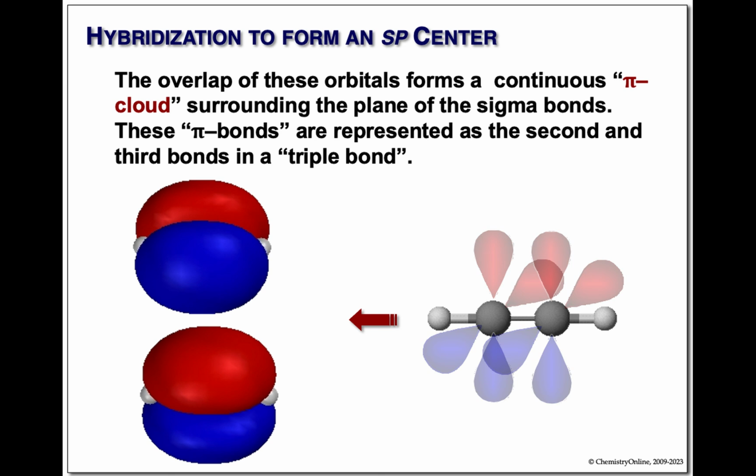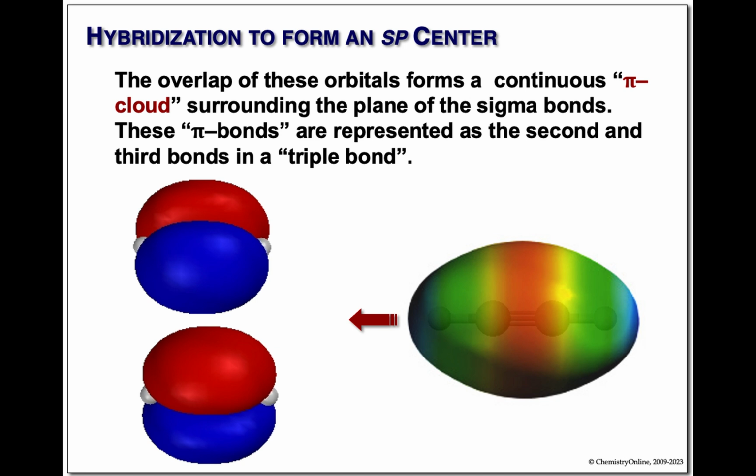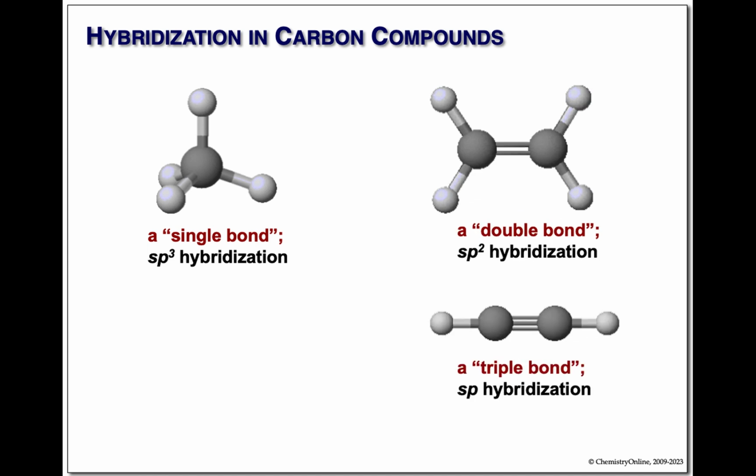This is the first bond of our triple bond, the second bond, and the third. If you look at the electrostatic potential map, there's a big belt of electrons around the middle. So, important things to remember here. We have single bonds as sp3 hybridization. We have a double bond as sp squared. A triple bond is simply sp.